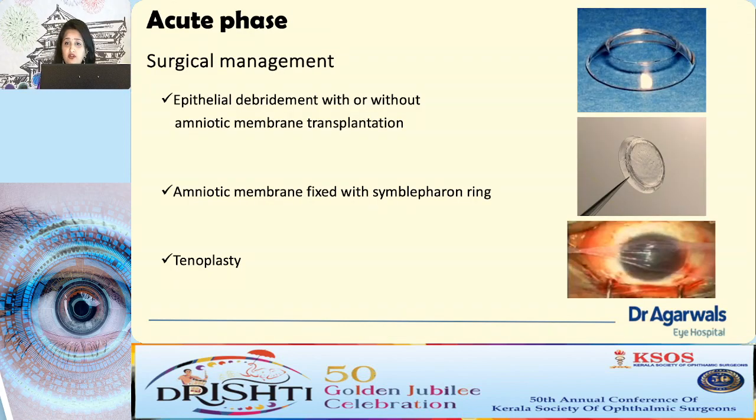Whenever there's a chemical injury, we all know the inflammatory cytokines are released, causing further and further necrosis. So in case it's a grade 4, grade 3 and above kind of chemical injury, we need to immediately take up the patient for surgical management also, which involves epithelial debridement with or without amniotic membrane transplantation, amniotic membrane fixed along with the symblepharon ring, and if this is not possible, if there is significant conjunctival necrosis, then tenoplasty also can be done.